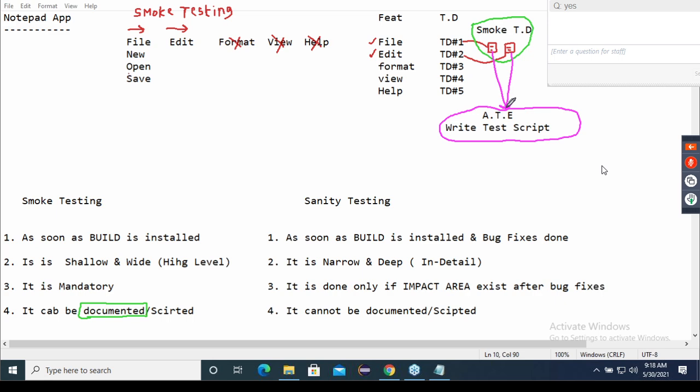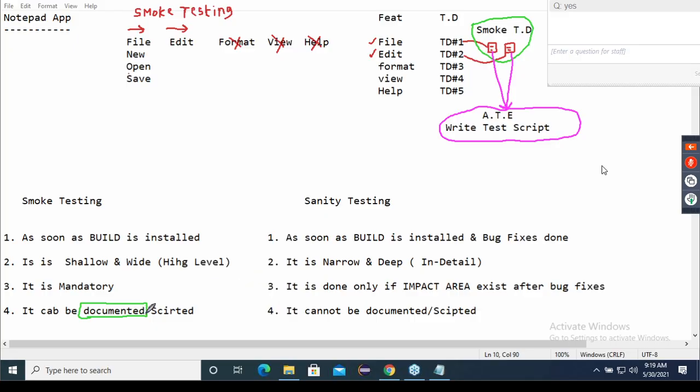Since it's a repetitive task, please write code for these two documents, or automate it. Automate means, from the next time, whenever the build comes, you only test and tell me whether these two documents pass or fail. Within 5 seconds, guys, you will get the results. How, as I said, I'll teach you in regression testing.